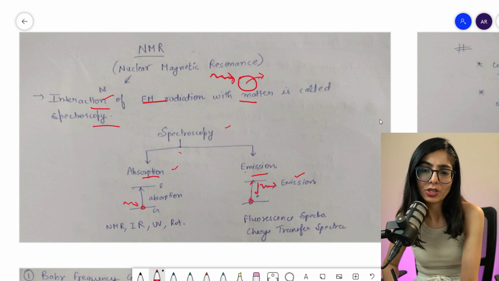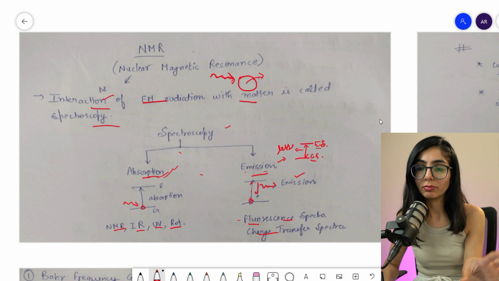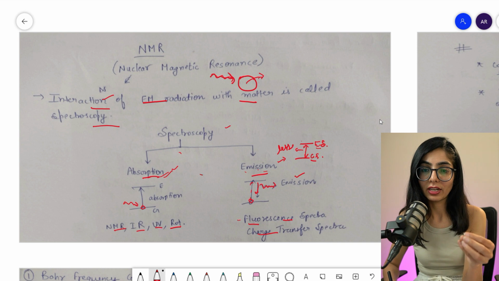So examples of absorption are NMR, IR, UV, rotational, and emission examples are fluorescence spectra, charge transfer spectra. And there is one prominent difference between absorption and emission: in emission, the difference between ground state and excited state, I'm so sorry if I have been mispronouncing that, ground state and excited state, it is very less. It is very less, and here it would be like fine, but here it would be less. So that is the difference between emission and absorption.